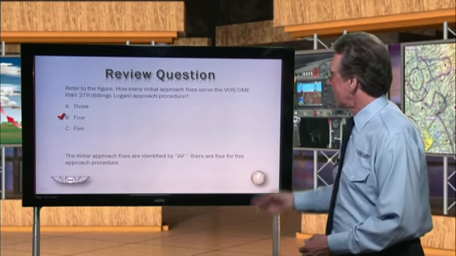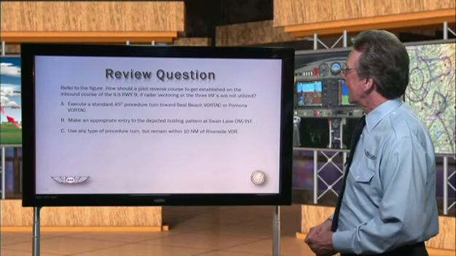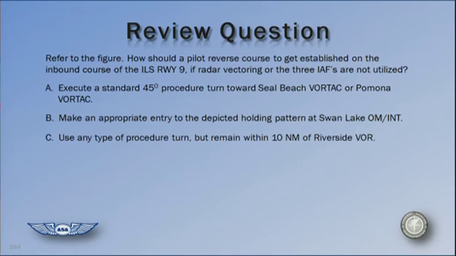All right, another question. Again, referring to a figure, how should a pilot reverse course to get established on the inbound course of the ILS runway 9 if radar vectoring or the 3 IAFs are not utilized? Which of these 3 is correct?